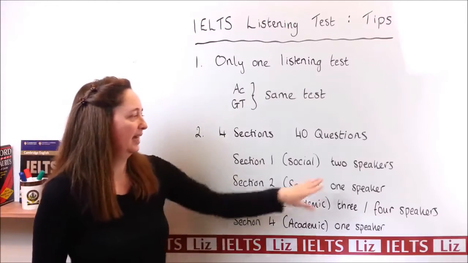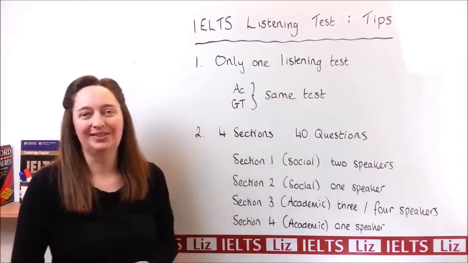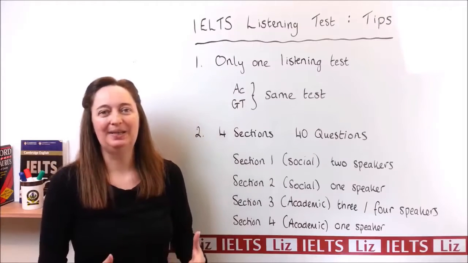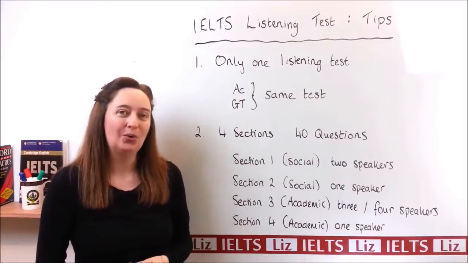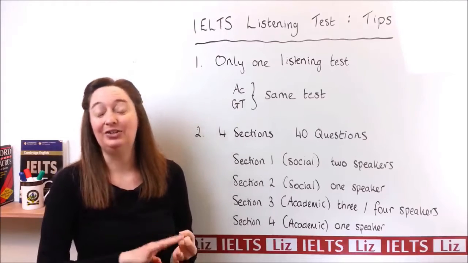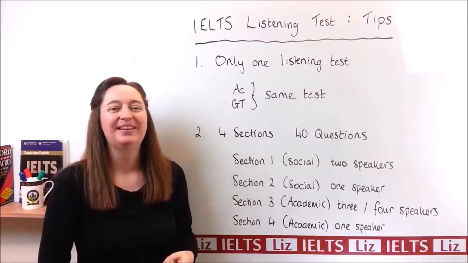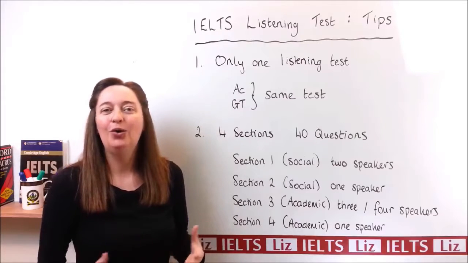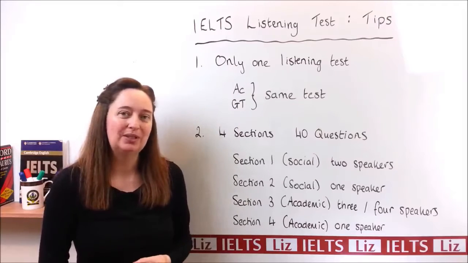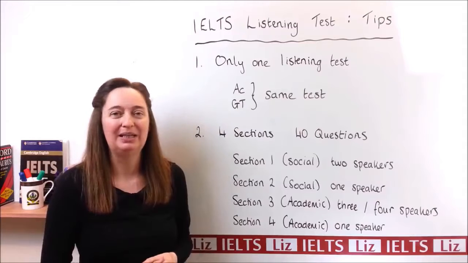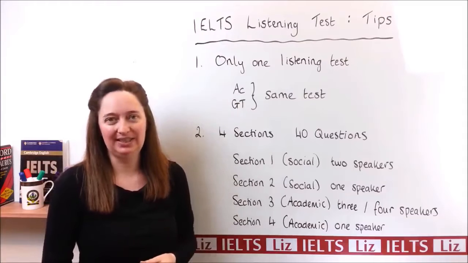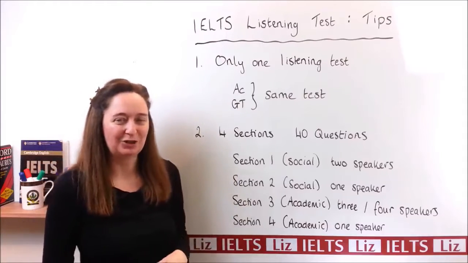Now, section 1 has 2 speakers, a social situation. A typical example is a phone conversation where somebody is registering for a course. So, for example, they need to book a course and they need to know what date, they need your name, your address, your telephone number, or perhaps you're booking a table at a restaurant or organising to meet someone and you need to think of the time that you're going to meet. So it's very specific information and it is quite easy, and it's quite easy to improve that section.